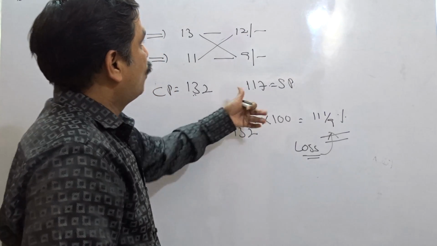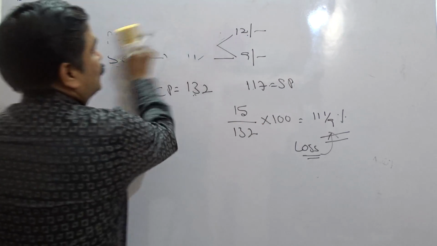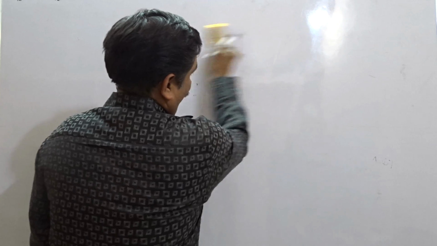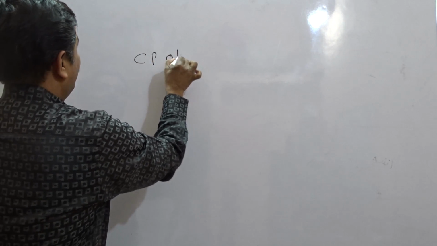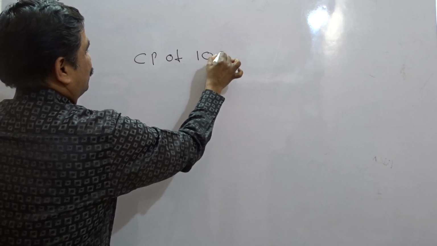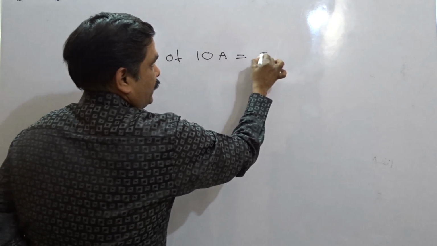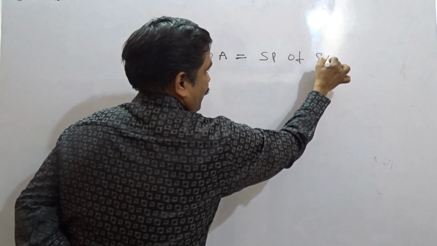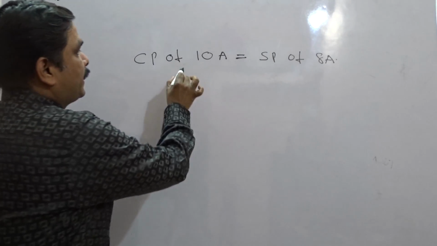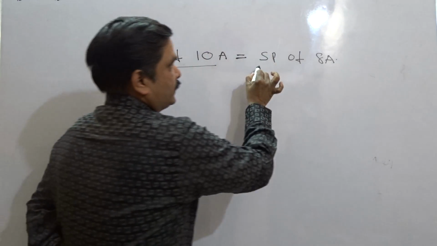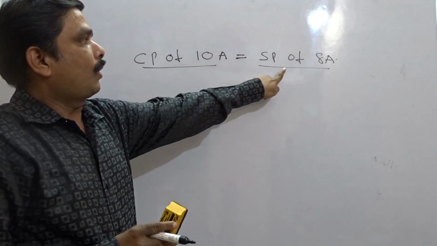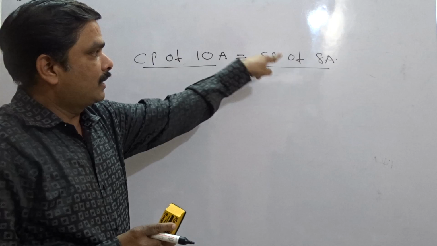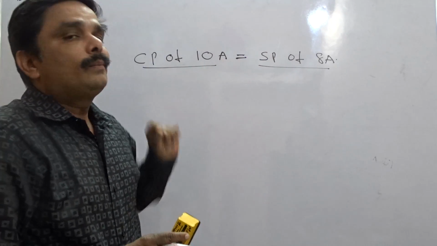So now let us go a little further here. Sometimes they give the questions in this way. Take some convenient figures. Let us say the cost price of 10 articles is equal to the selling price of 8 articles. In this case, is it a loss or profit transaction? If loss, what is the loss percentage? If profit, what is the profit percentage?